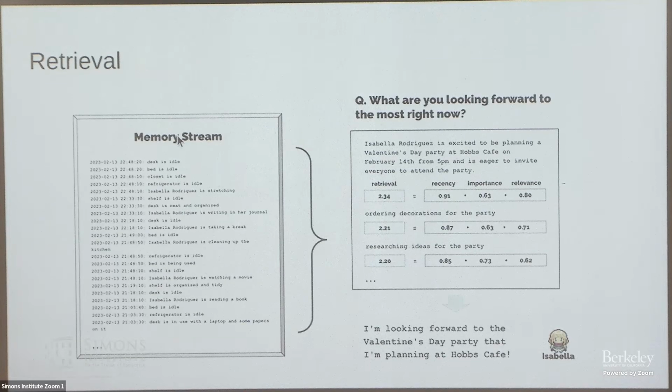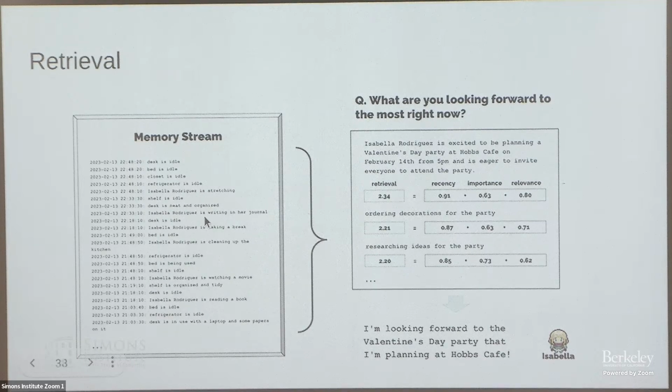Remember, the memory stream contains everything that the agent has experienced. We made a design decision to literally record everything that happens. So bed is idle, Isabel is stretching, shelf is idle, desk is neat. It's a very mundane thing.